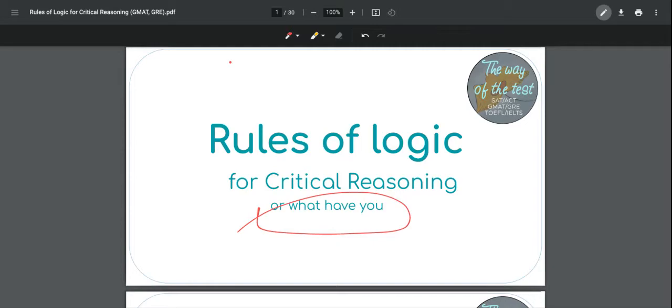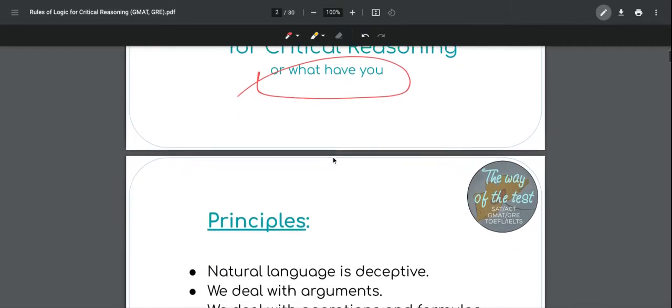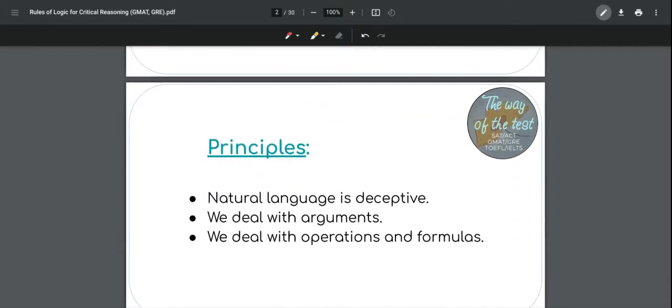Okay, these are not all the rules of logic that exist in the world of logic, and some of these are not even consistent with other systems of logic. But remember, these are the rules of logic that work for the GMAT and the GRE exams, just in case there's any philosophy student watching this. I'm not claiming that these are the only rules of logic to follow in life. Okay, so principles to apply the rules of logic.